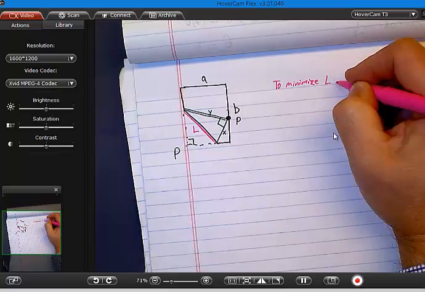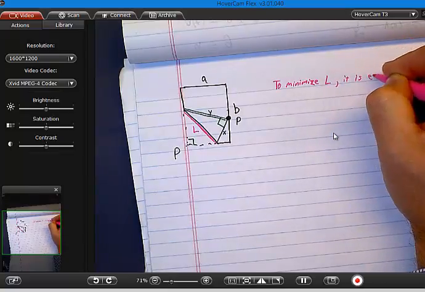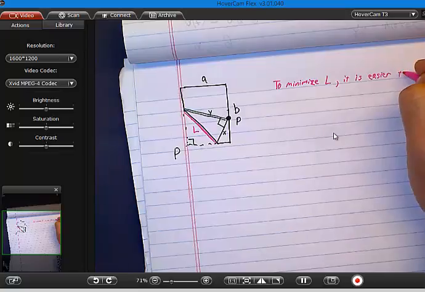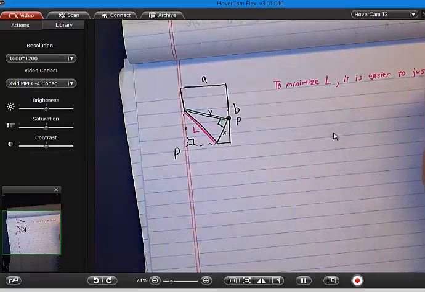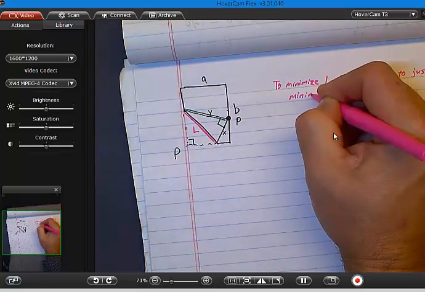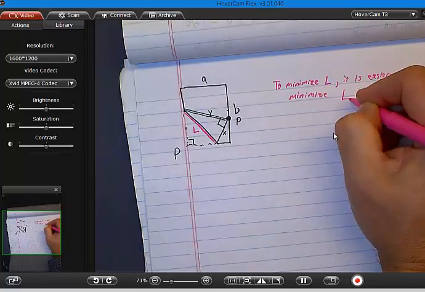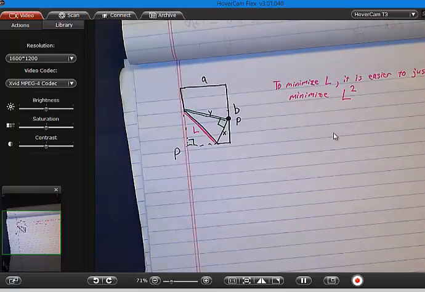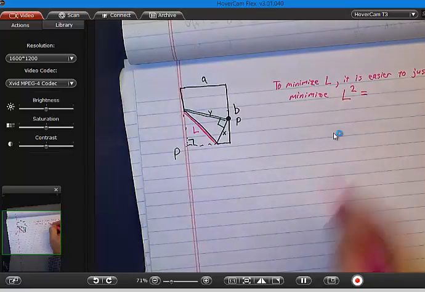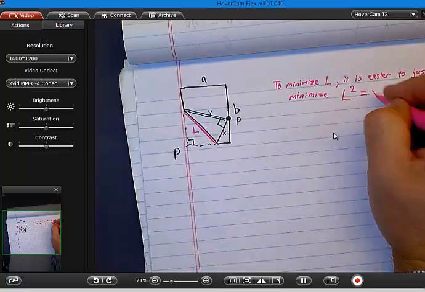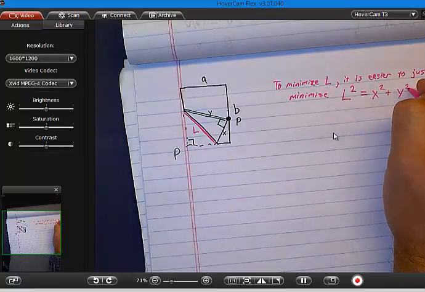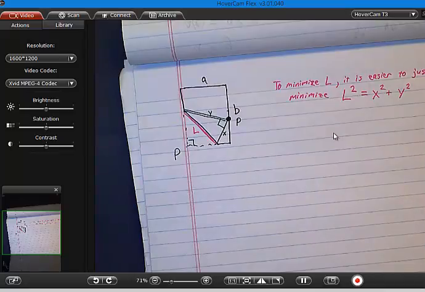Well, to minimize L, it is easier to just minimize L squared. We've used that trick with our distance formula problems, right? So what does L squared equal from the picture? Sure, X squared plus Y squared. But one of the issues is that I have two variables, and so I'd really like to just have one variable. Right? So here I go.